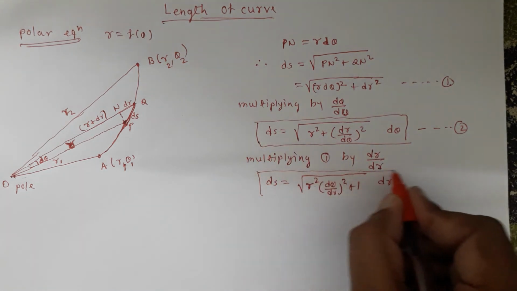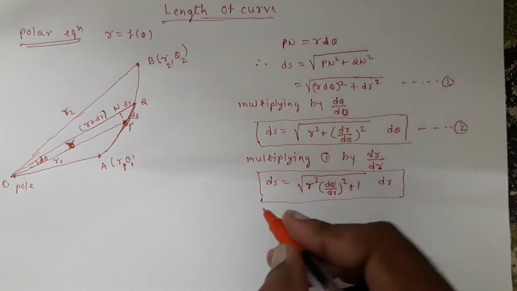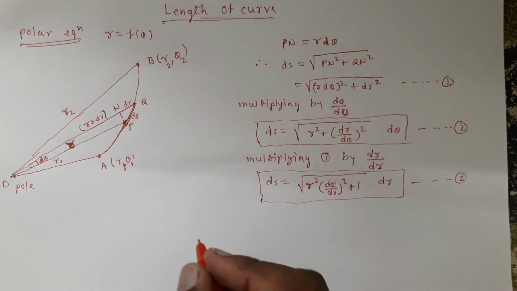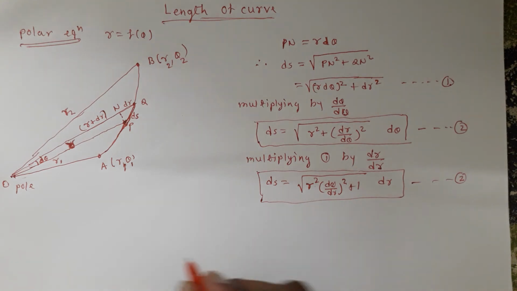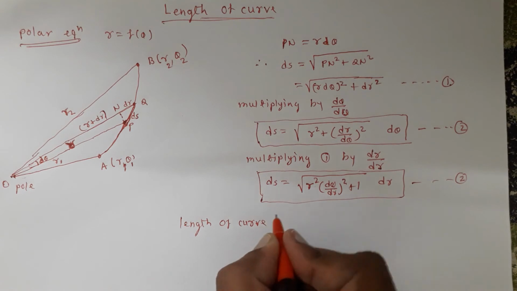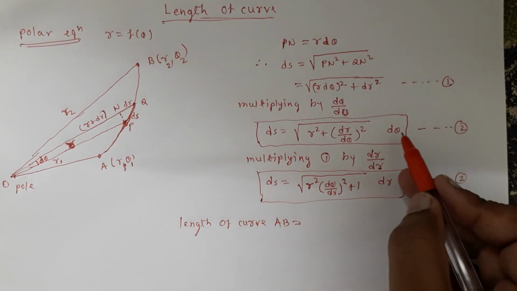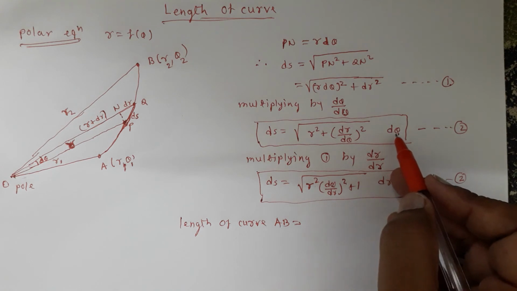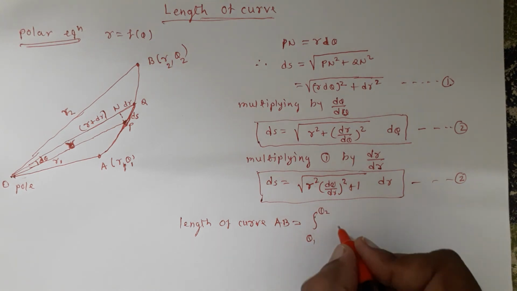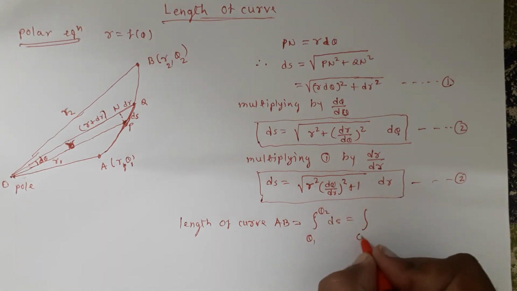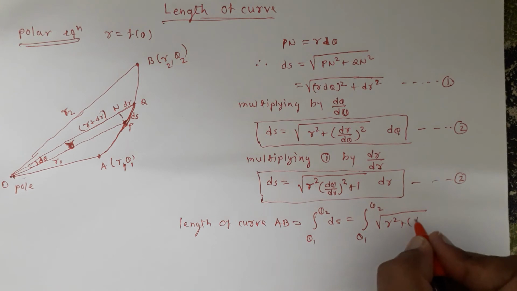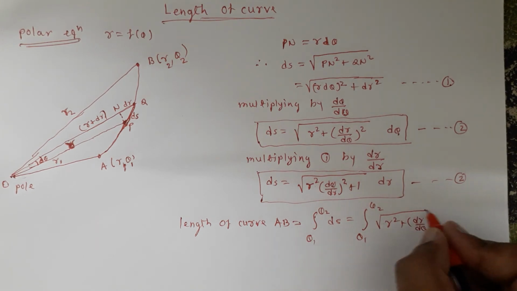This is the second equation. Now here both the equations are for ds, but if r is changing from r1 to r2, the length of the curve between A and B is equal to, when I use this formula, I will have to use the limits for theta, and therefore it is equal to integration theta 1 to theta 2 of ds, which is equal to integration theta 1 to theta 2 of root of r square plus (dr by d theta) square into d theta.